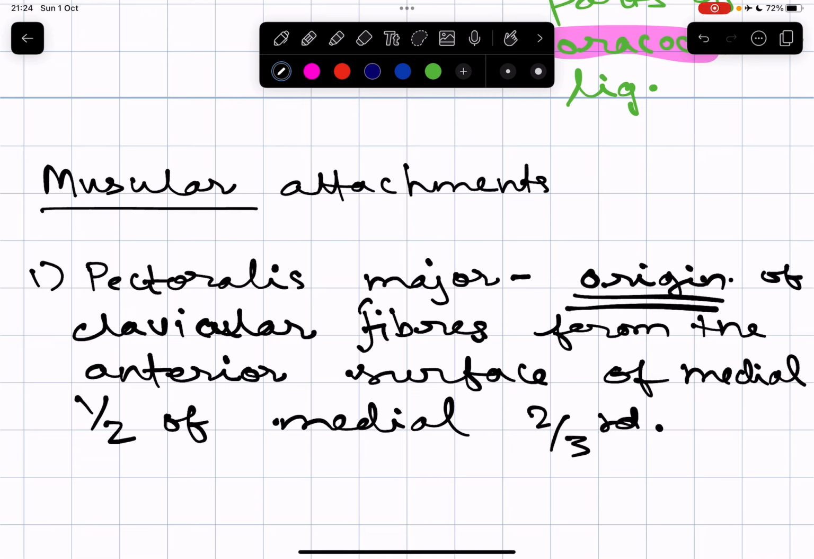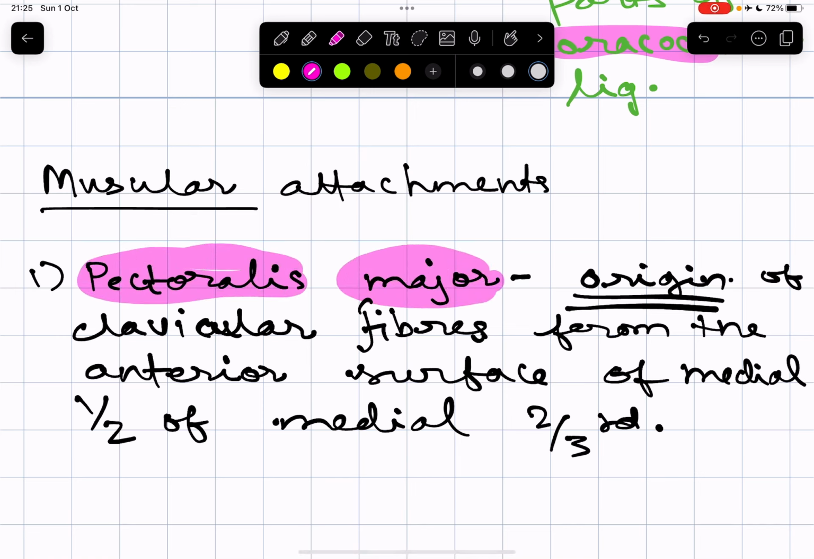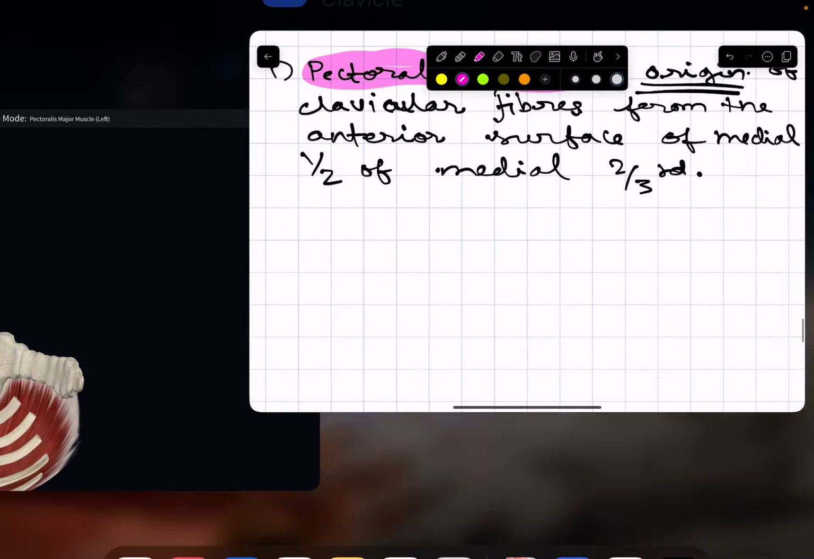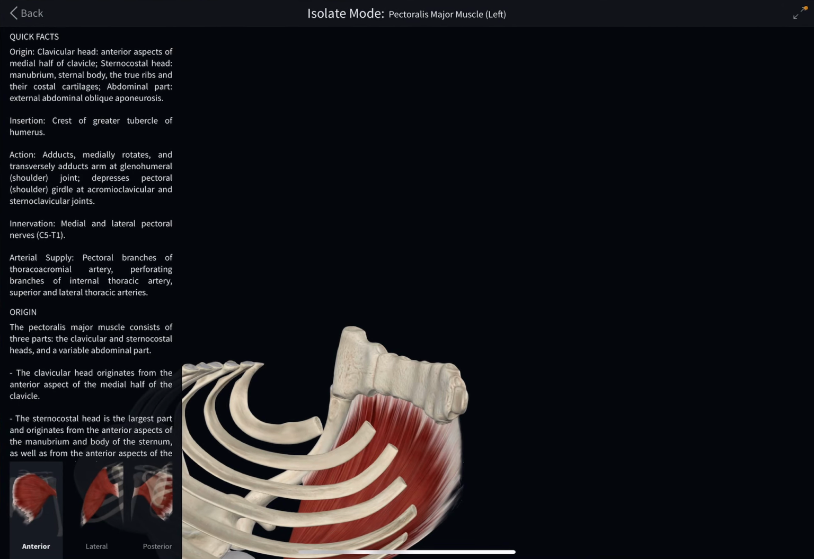So when you consider only the medial two-third, it's the medial half. So the anterior surface of the medial half of the medial two-third of the shaft of the clavicle basically gives attachment to the origin of the pectoralis major muscle. Right. Next we have, on the anterior surface, so let's continue on the anterior surface itself.